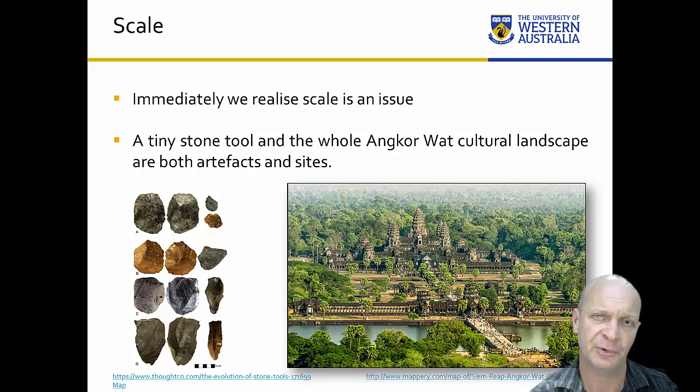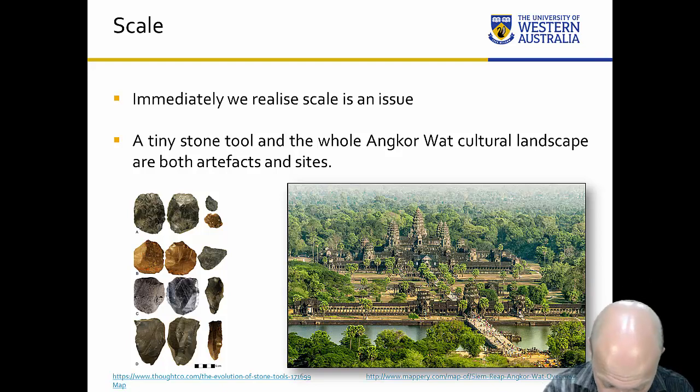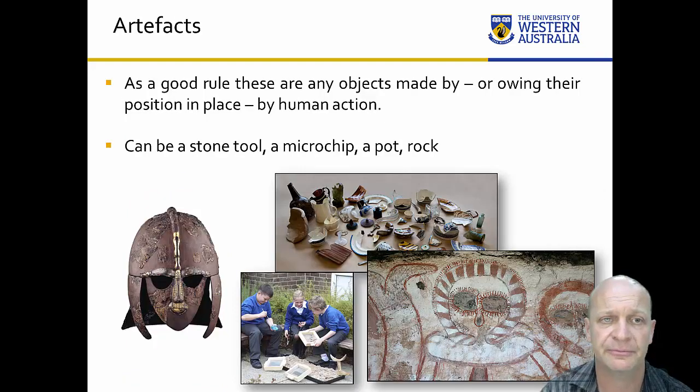And this is where scale becomes important, because sometimes you have to recognize really tiny artifacts, and I'll get into an example in which the pH and the phosphate content of soil gives us information, a kind of artifact, an ecofact technically. You might have tiny stone tools, or in the screenshot here you have the whole Angkor Wat cultural landscape that just goes over kilometers and kilometers and kilometers. So you need to be able to recognize sites at a very local level and at a broad landscape level. So it's quite tricky, and experience will help you with this.